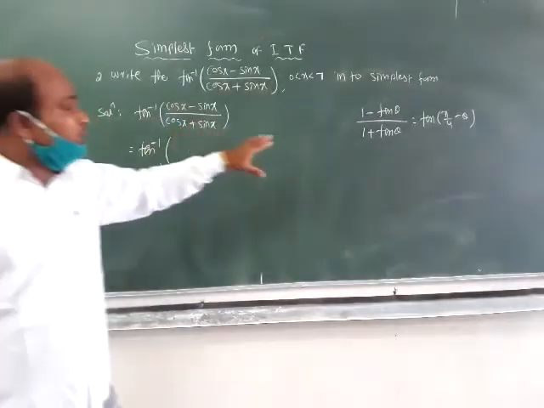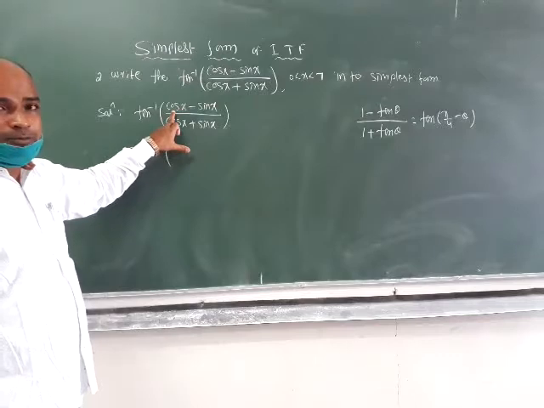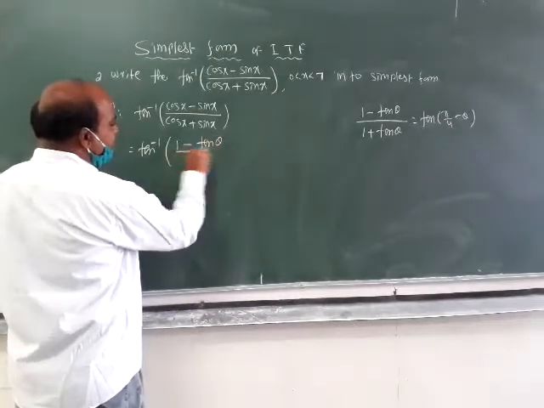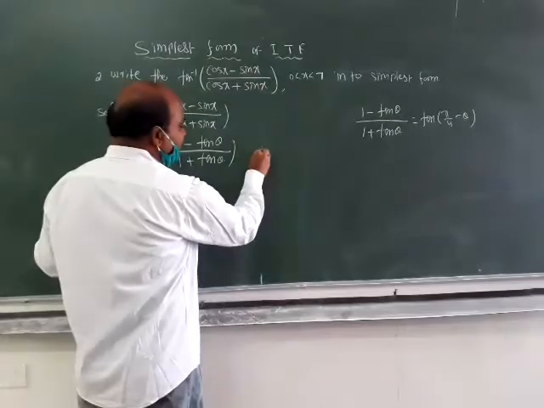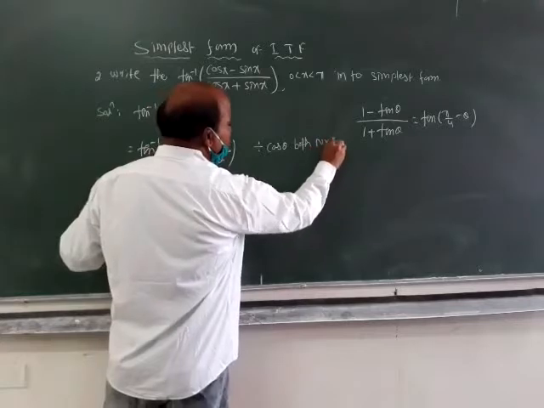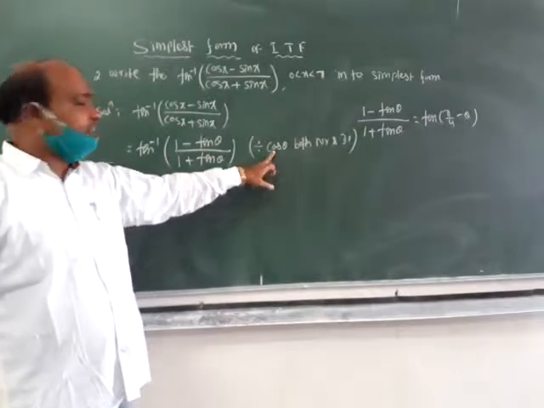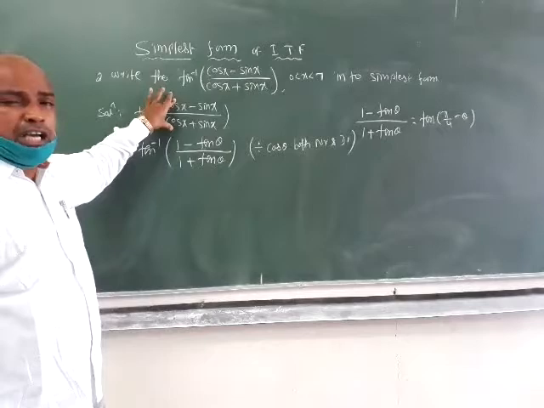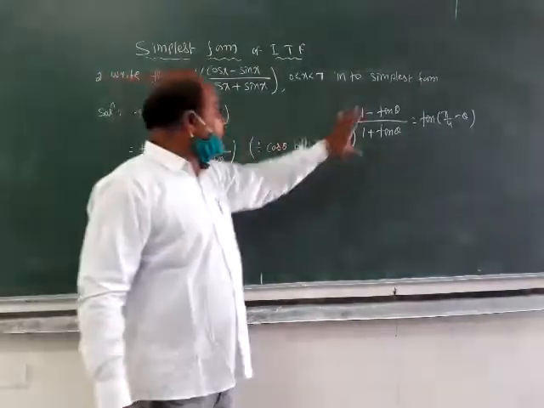So, if you want to make it like this, what do you have to do? Divide by cos theta. Dividing by cos theta, what will we get? 1 minus tan theta upon 1 plus tan theta. What did you do here? You divided by cos theta, both numerator and denominator. For a particular problem like this, you compulsorily have to divide by cos theta and try to make it like this.